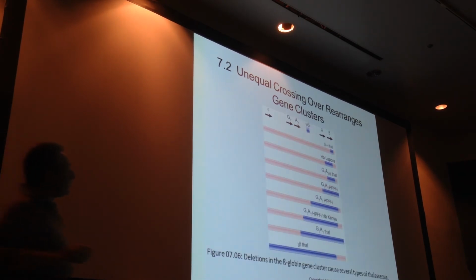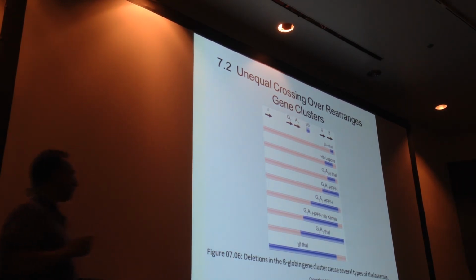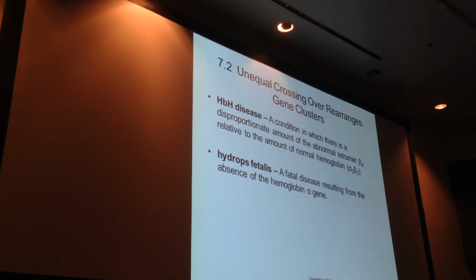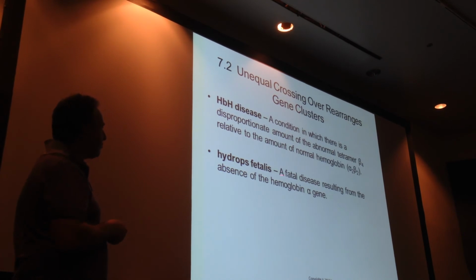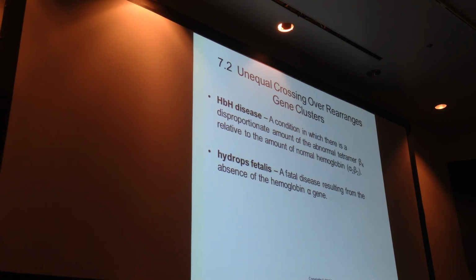So for example here, this is the beta globin cluster, and you can see, again, a deletion series that gives different thalassemias. So you can see they all have their different names associated with them, a condition in which there's a disproportionate amount of the abnormal tetramer beta 4 relative to the amount of normal hemoglobin. If you don't know, hemoglobin is an alpha 2 beta 2 configuration of proteins, and depending on how much protein you make of any particular subunit, you can affect the disease as well.